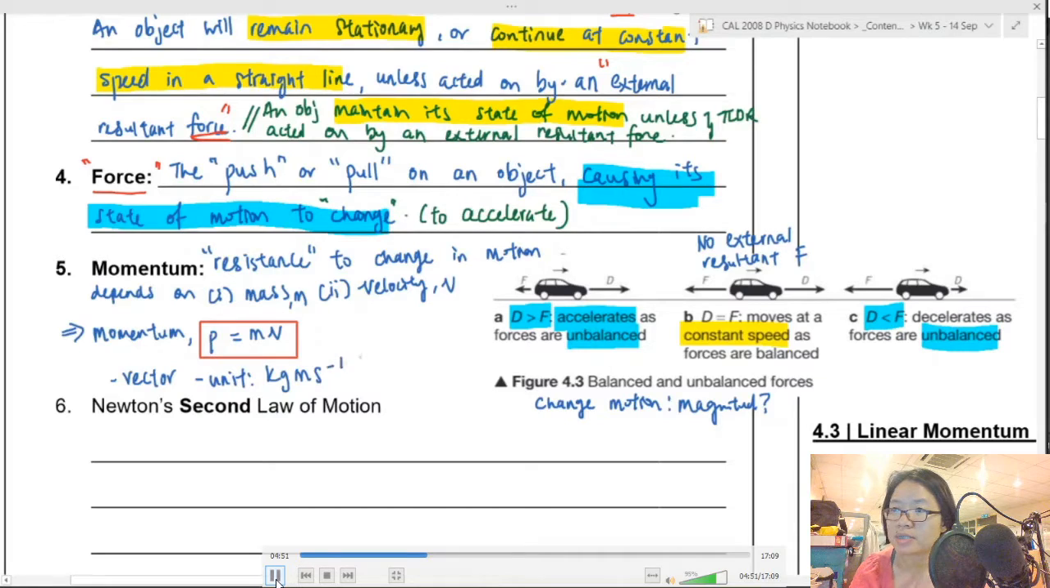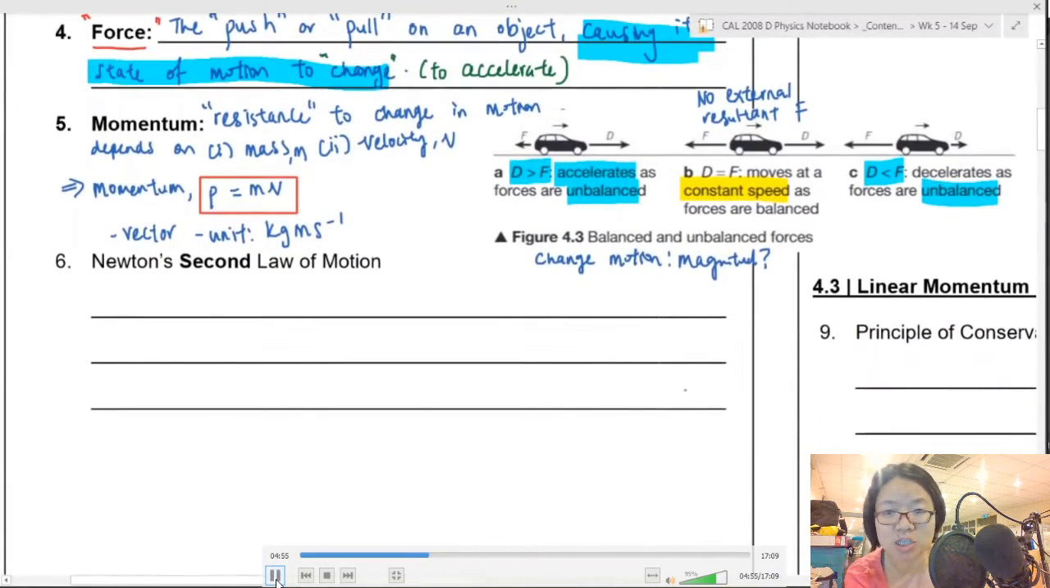I have not written this here, but I've written it in the actual notes that are in the content library. Another unit here is Newton second. Okay, I will explain a bit later.